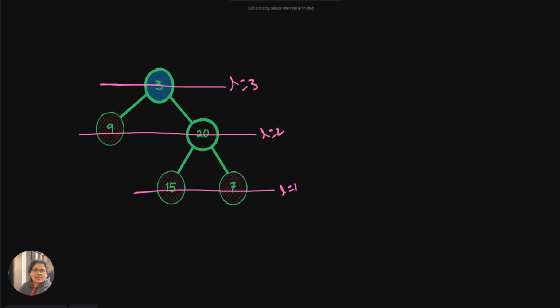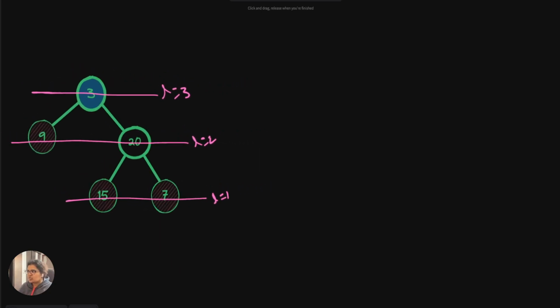Okay, so if we can figure out the number of levels in the tree, then we will know the answer to the height as well. So we will find this using another data structure, a queue data structure. We will traverse the tree and then we will figure out the levels.